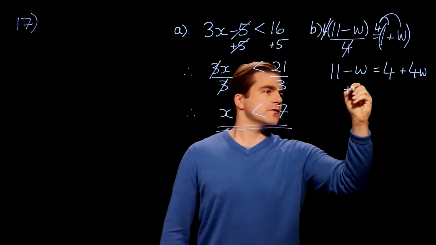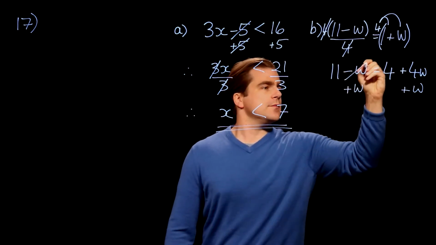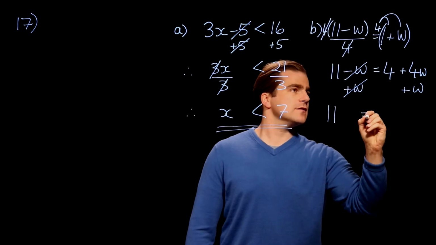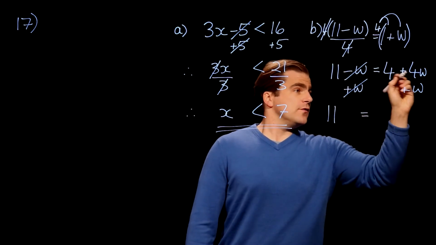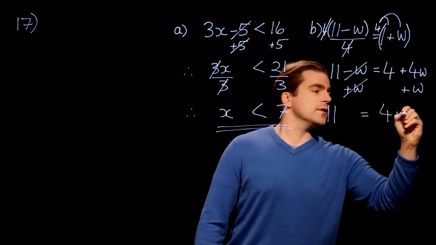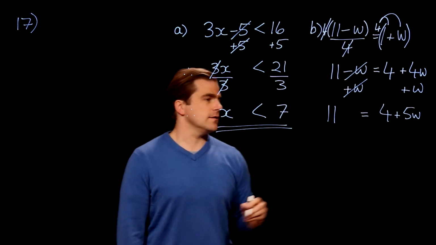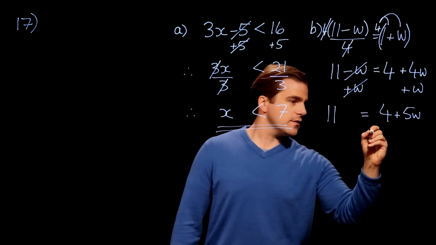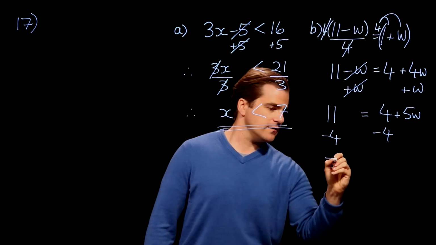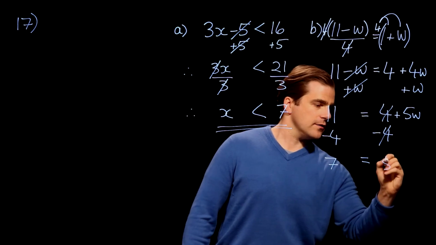So it's minus w there. So if we add w to both sides, minus w plus w cancel, and we're left with 11 on this side equals 4 plus 4w plus w. So 4w plus w is 5w. Right, now let's bring the 4 over here. So we subtract 4 from both sides because that's plus 4. 11 minus 4 is 7, and 4 minus 4 is 0, and we're left with just 5w.